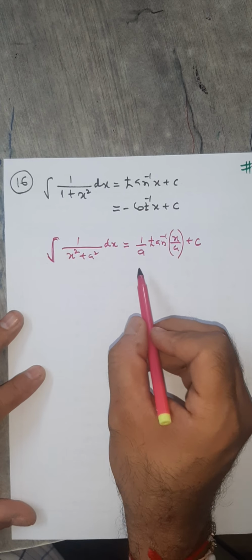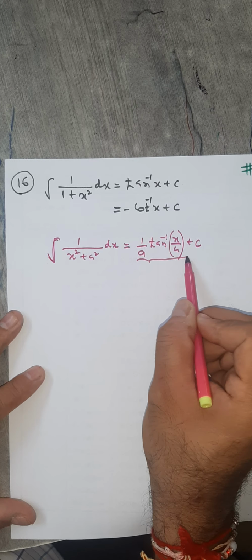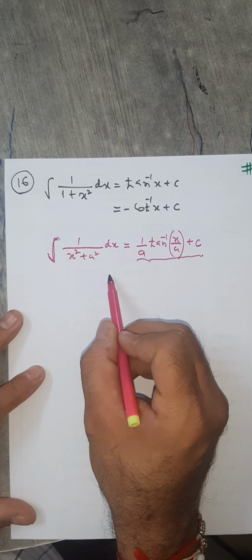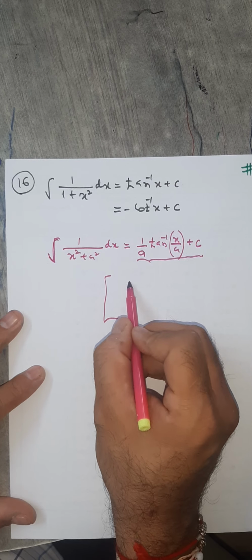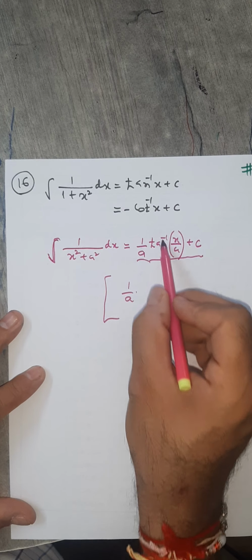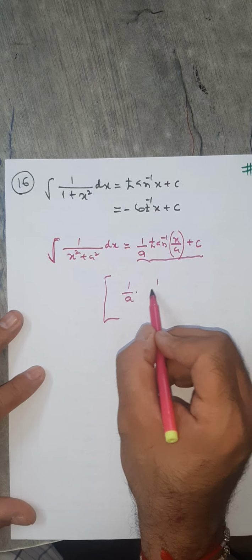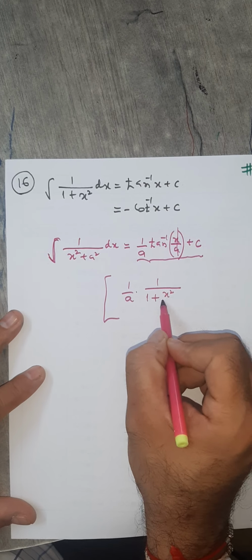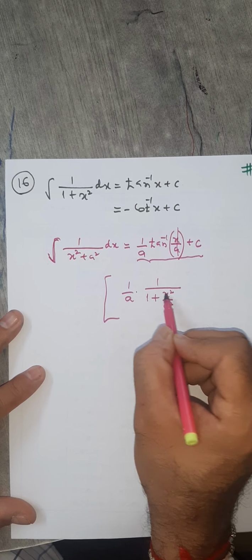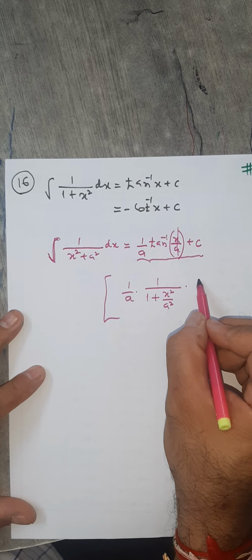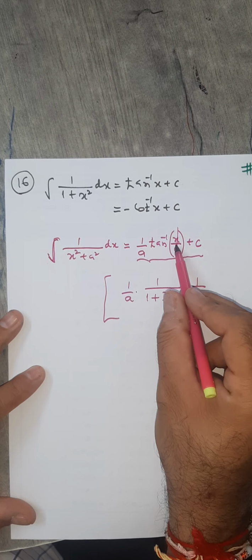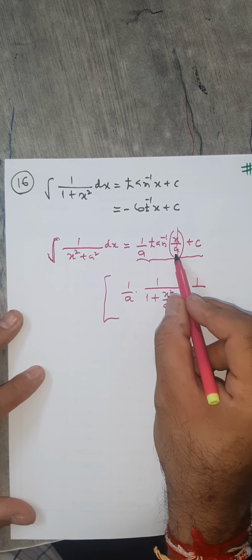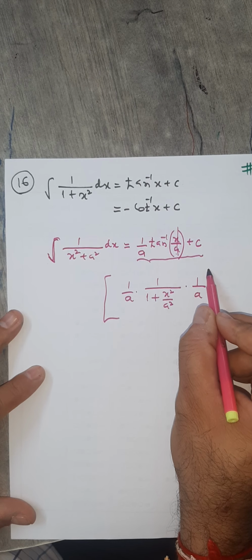So again I'll verify for you. You differentiate this by chain rule, you will get exactly this. See, I'm differentiating. 1 upon a being constant as it is, the differentiation of this one: 1 upon 1 plus, imagine this as x, so x squared by a squared, by chain rule into the differentiation of this one, x by a. The differentiation of x is 1, a being constant as it is.